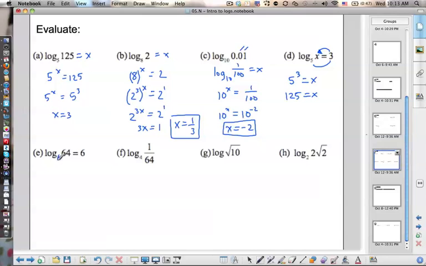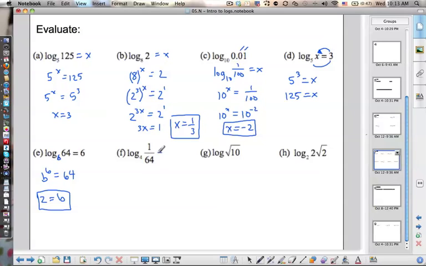This one, that's a b if you can't tell. So we're solving for the base. So b something to the 6th is 64. And you've got a couple options here, but you can probably just tell that b is 2. 2 to the 6th is 64. 4 to the 3rd is 64.